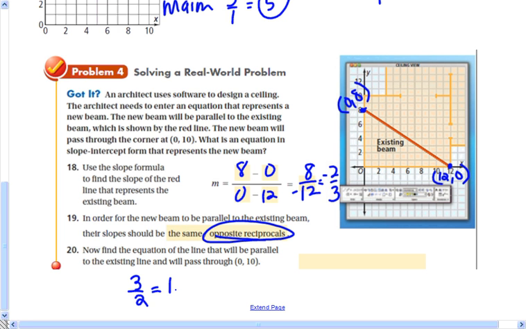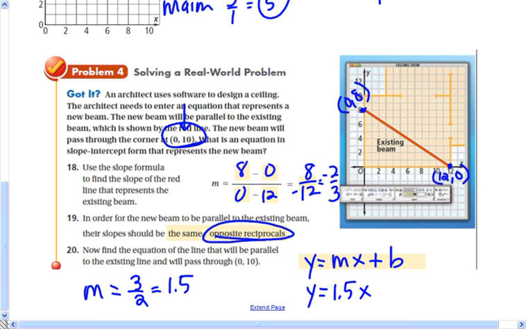And if you want, you can change that to a decimal. So we want that, and we want it to go through this point right here, (0, 10). Well, that point is the y-intercept. So I'm just going to use slope-intercept form here, which is this, and I'm going to substitute for the slope 1.5, and for the intercept, I'm going to put 10. So there's your equation.